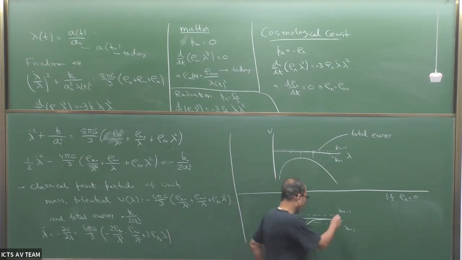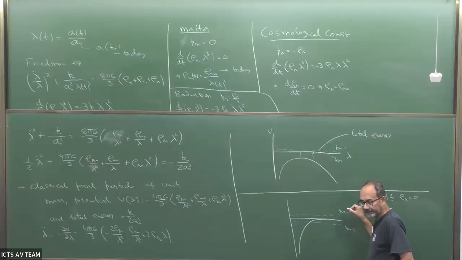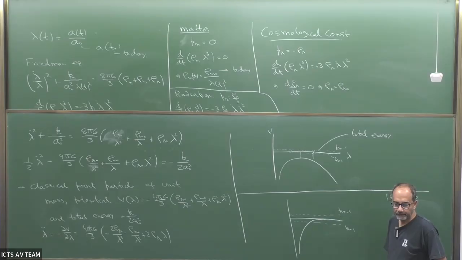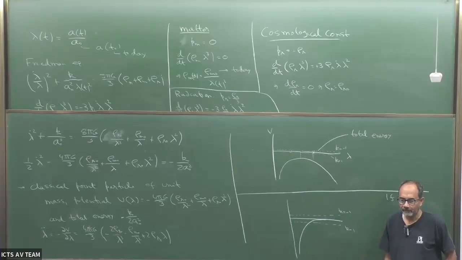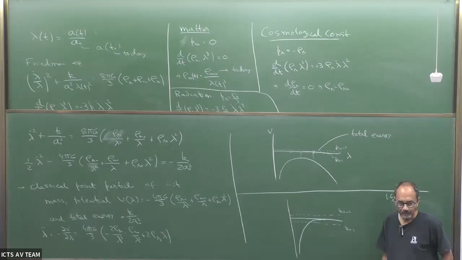For K equal to minus 1, this is a positive energy. So how will it evolve? Lambda dot will become just constant. Yes, that's true. But it will remain non-zero.